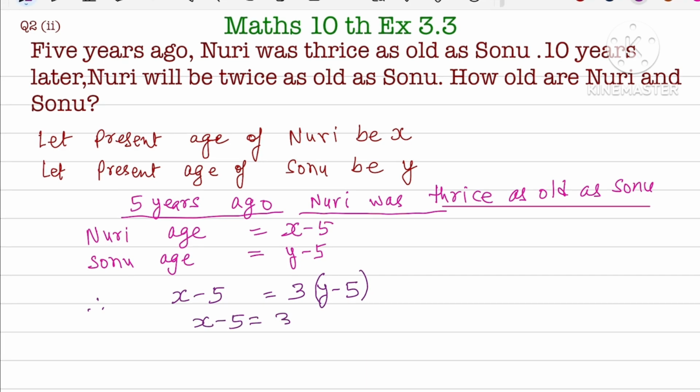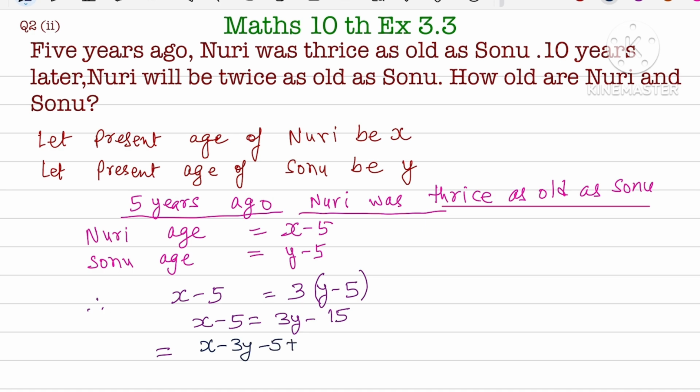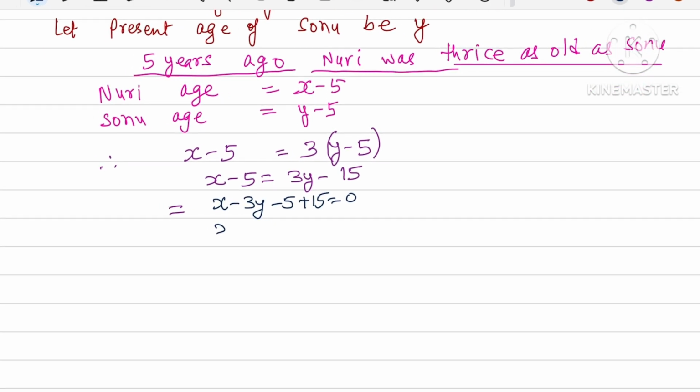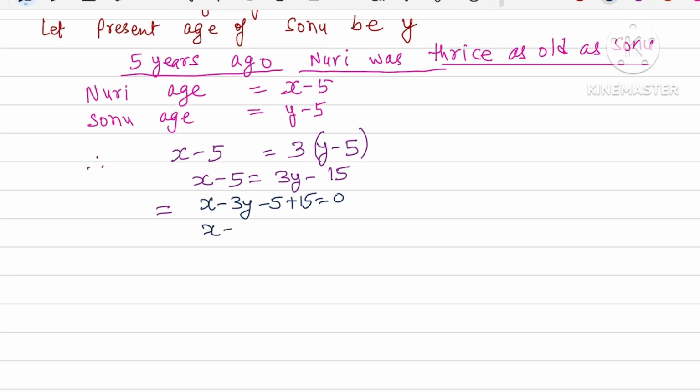So X minus 5 is equal to 3Y minus 15. And we take it to one side: X minus 3Y minus 5 plus 15 is equal to 0. So that would be X minus 3Y plus 10 is equal to 0. That is one equation.